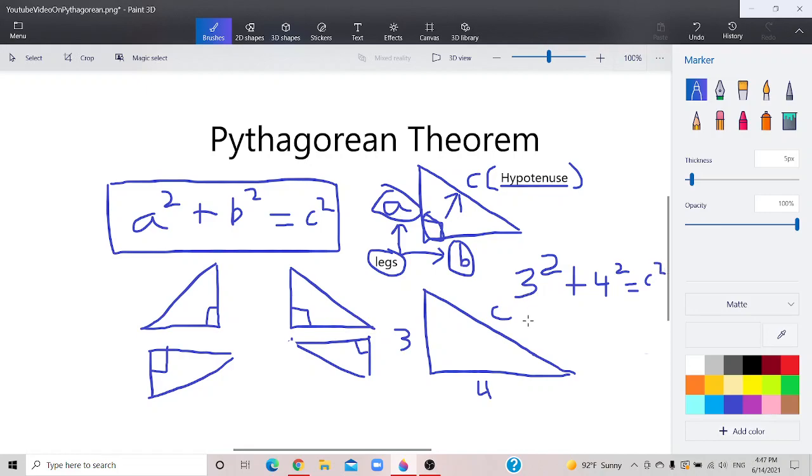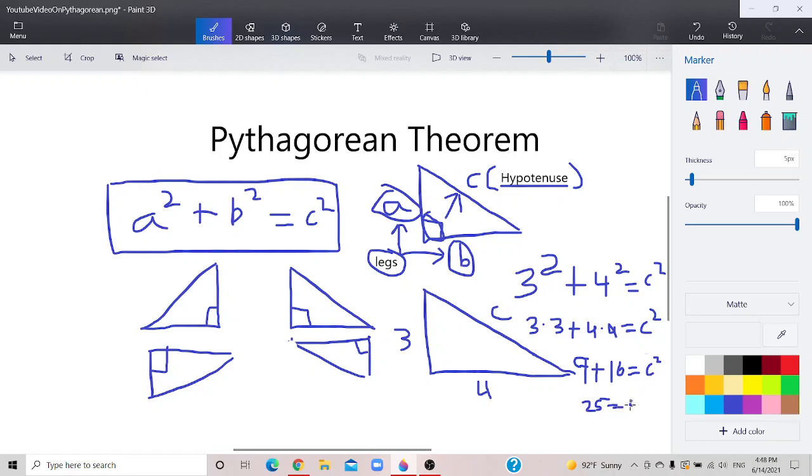Well, 3 squared is just 3 times 3, and 4 squared is just 4 times 4, equals C squared. Okay, 3 times 3 is 9, and 9 plus 4 times 4, which is 16. And C squared equals C squared. Well, we know that 9 plus 16 is 25.